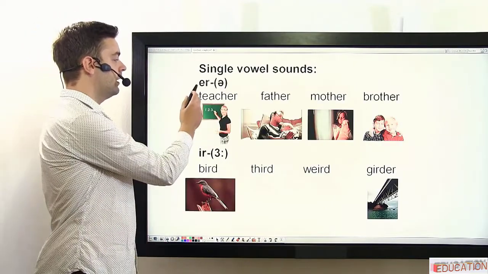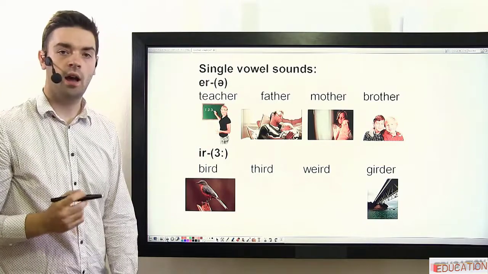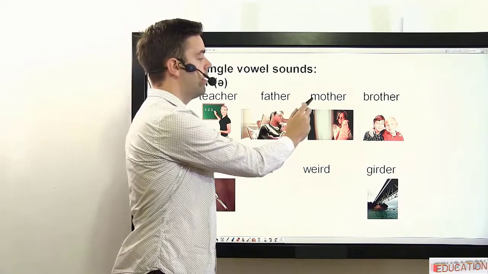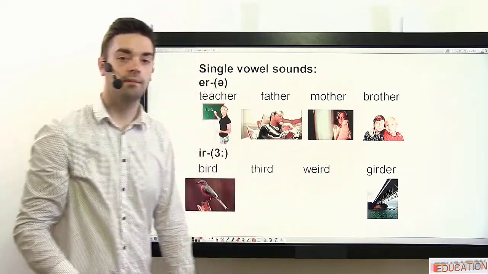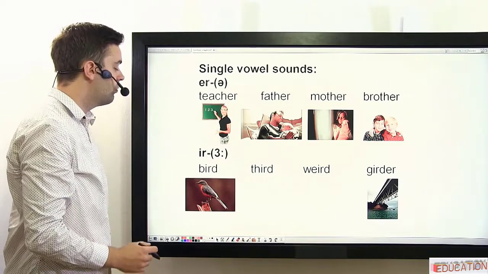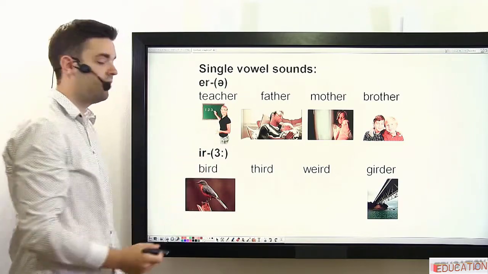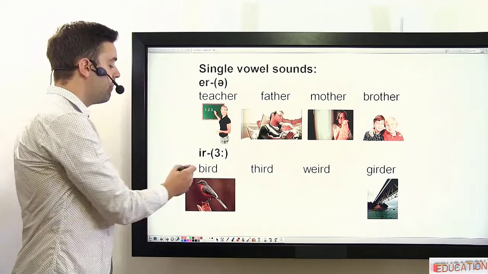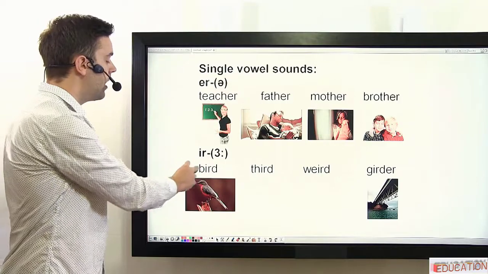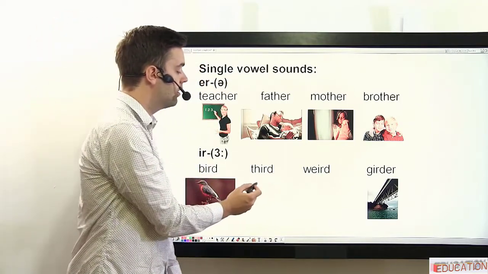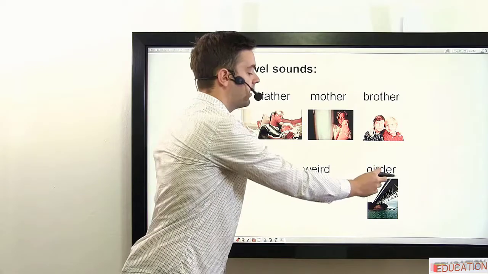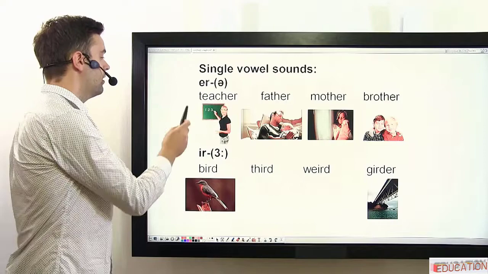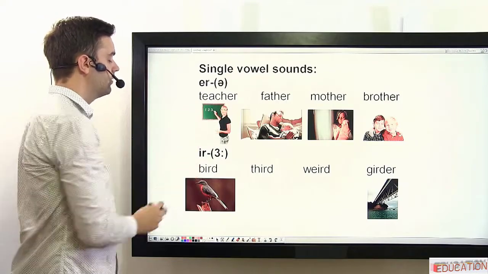When we join E and R, we get an er noise. So teacher, father, mother, and brother. When we join I and R together, we get an ir noise. So bird. Third, weird, girder.